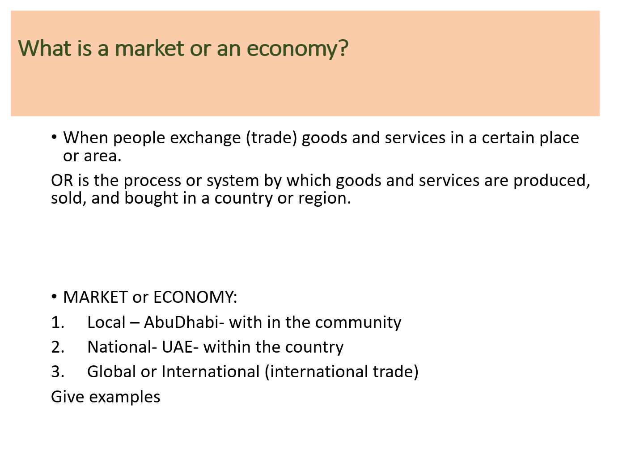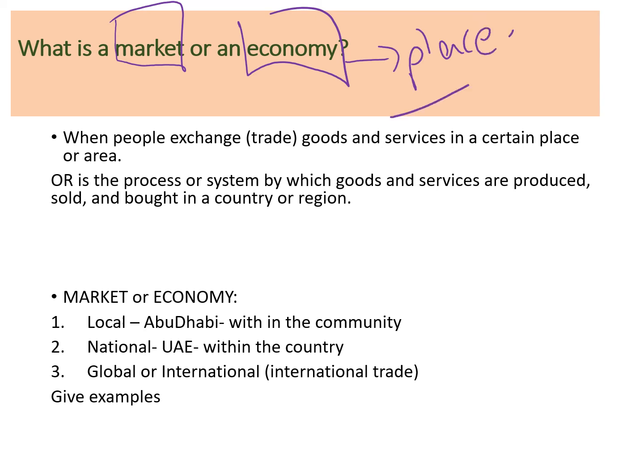What is a market system? Sorry, what is a market or an economy? So if you are asked to define a market, you would say it's a place where goods and services are being exchanged or traded or sold and bought. Okay, so exchange or trade, and you need to mention it's a place or an area.